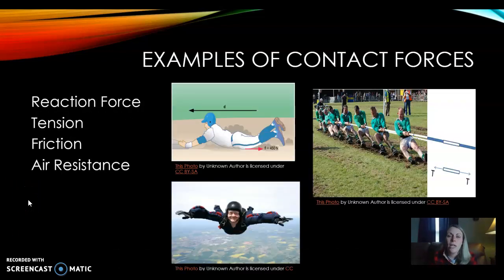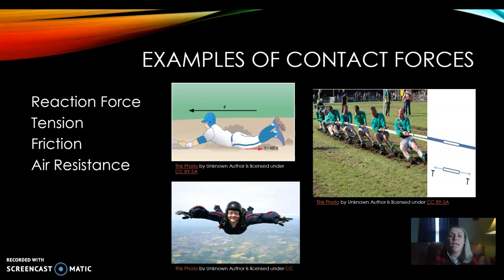Our examples of contact forces are a reaction force, tension, friction, and air resistance. In our image of the baseball player, we can see him sliding into home plate. I'm assuming it's home plate. And there is friction working against him, as you can see represented by the red arrow. Then we have our skydiver. Looks extremely happy to be jumping out of an airplane. Hopefully the parachute works. And air resistance is acting upon the skydiver, physically touching the skydiver.